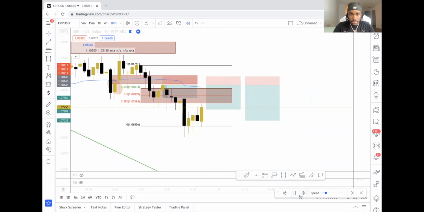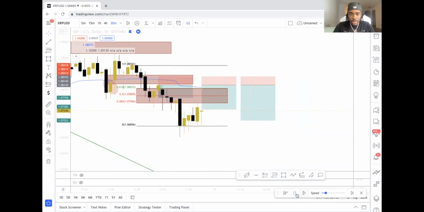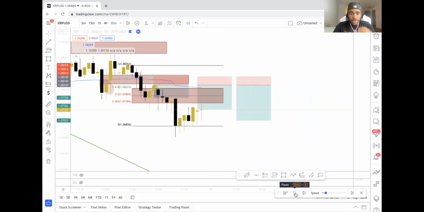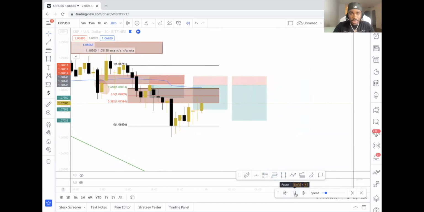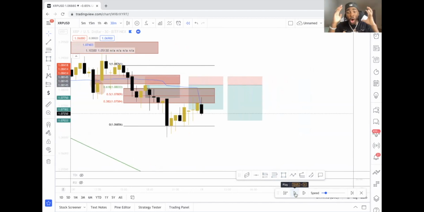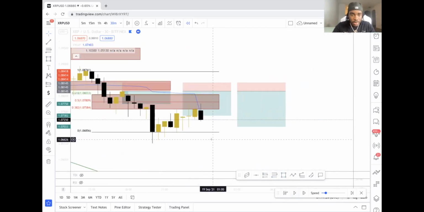And look what it did, guys. Look what it's doing, guys. It's coming right back up to that area. And then boom, sell. So what could we have done, guys? What could we have done after seeing all this beautiful price action?